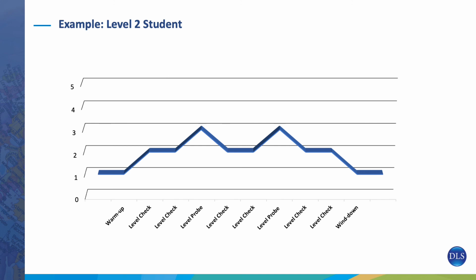But in some cases, if a student handles a probe very well, then the tester will reconsider their initial hypothesis about the student level. And in that case, they will move into a different set of checks and probes. So if, for example, this student had handled the level 3 probes very well, then the tester would move into checking for level 3 and probing for level 4.